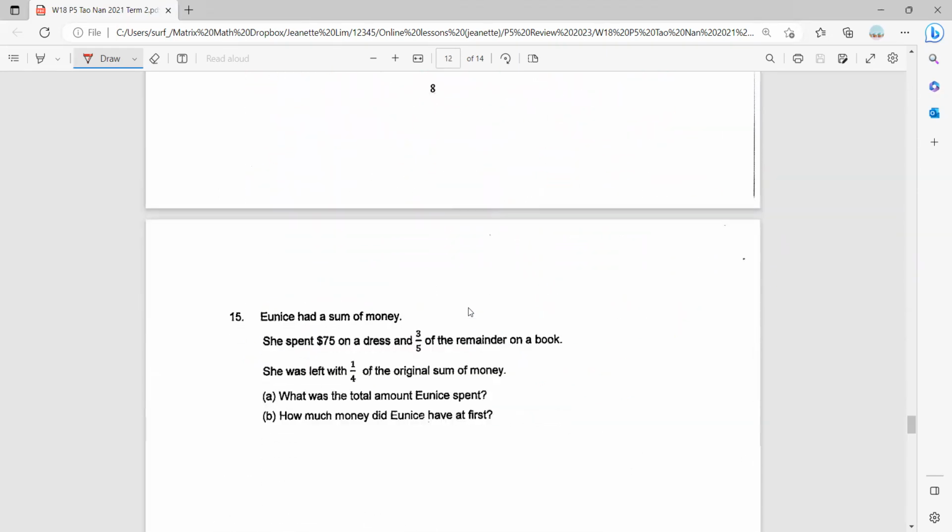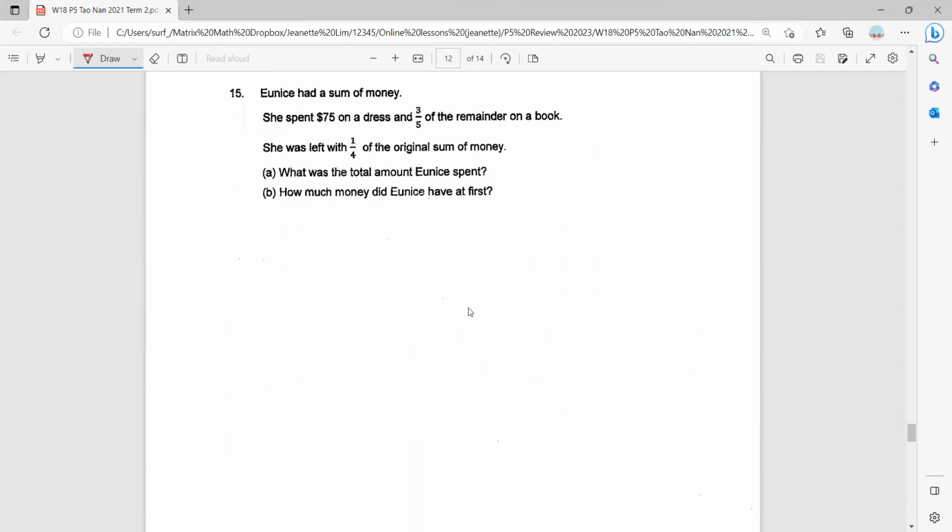And last one, question 15. Eunice had a sum of money. She spent $75 on a dress and 3/5 of the remainder on a book. She was left with 1/4 of the original sum of money. What was the total amount Eunice spent for part A? Okay, if you see the word of the remainder, draw model. First, $75 on a dress. So labeled dress. 3/5 of the remainder. So this is what we call the remainder.